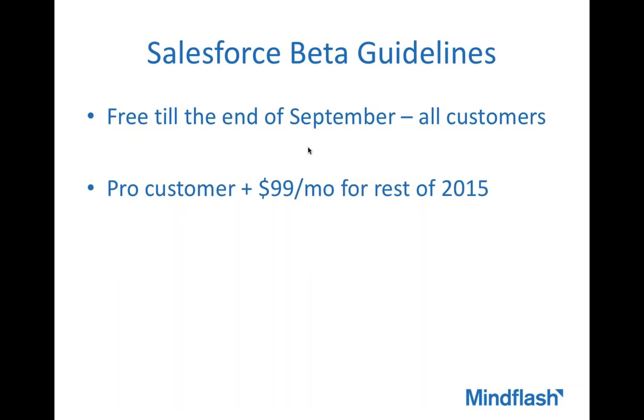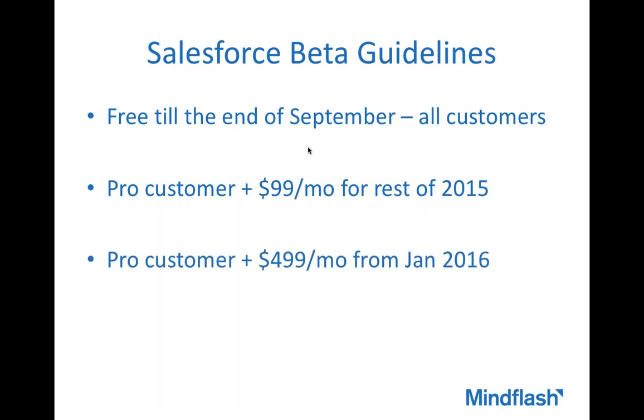After that, if you are in the beta and you have used it through September, it will be available to all our Pro customers and above for $99 a month in addition to your regular Pro fee for the rest of 2015 as a special thank you for participating in the beta. And after that, from January 2016, it goes to a regular price for Pro customers of $4.99 a month. But to get these promotional rates, you do need to be in the beta.